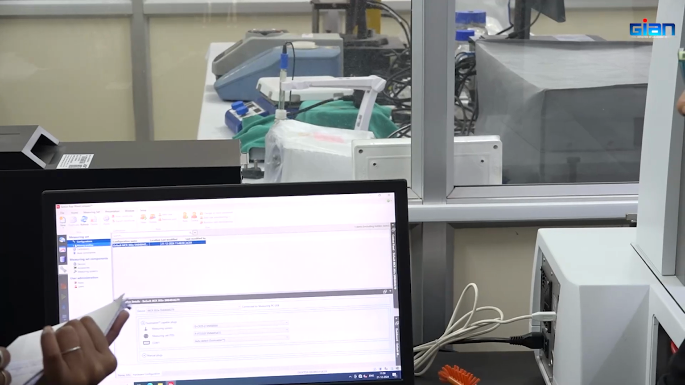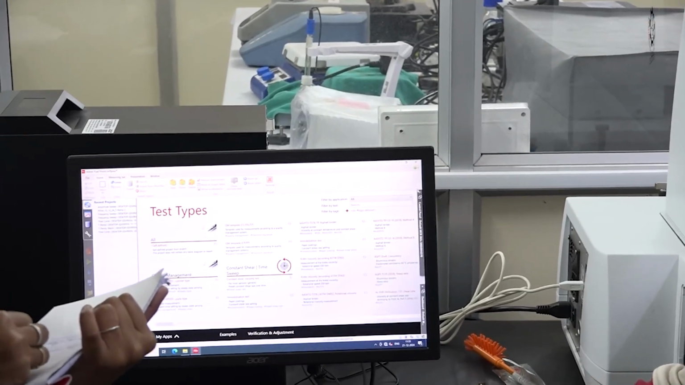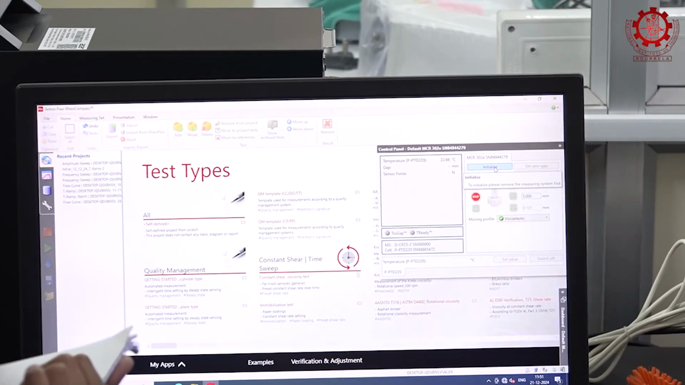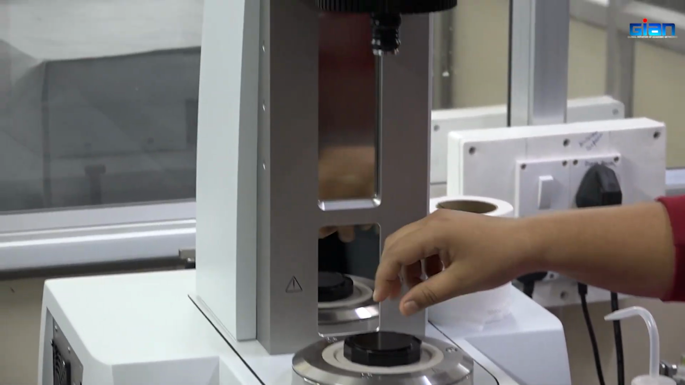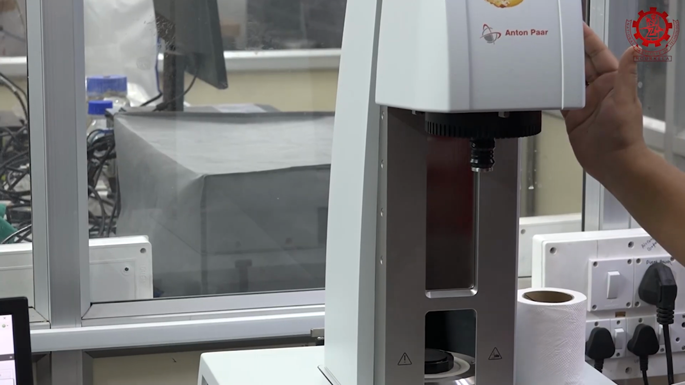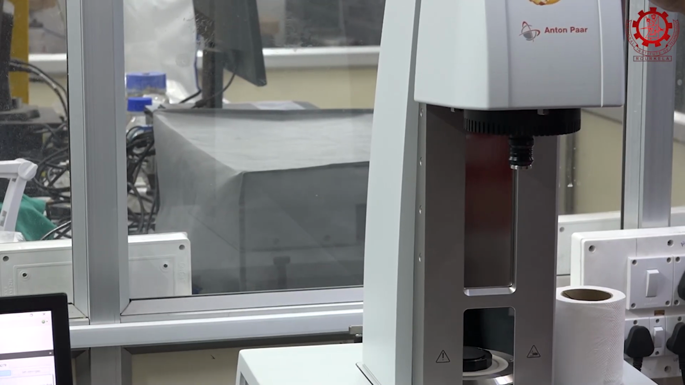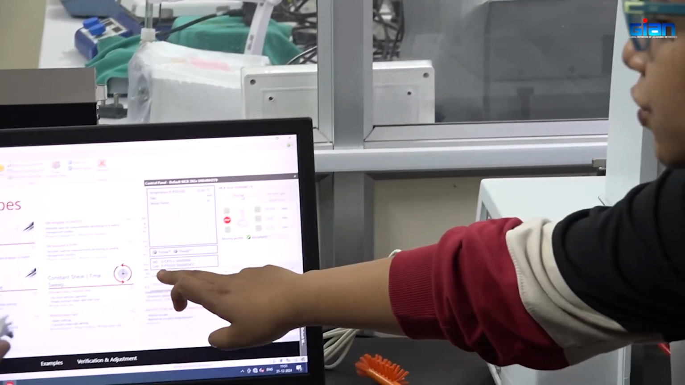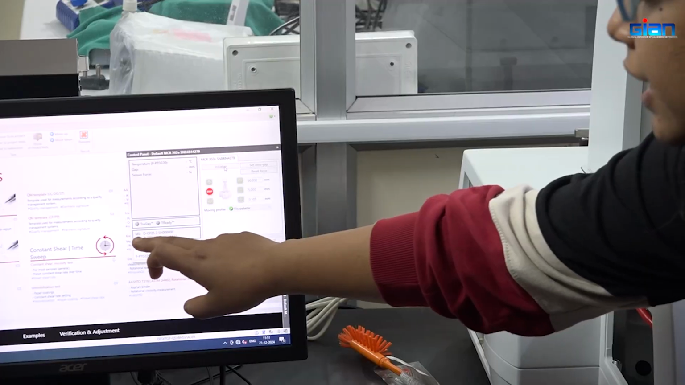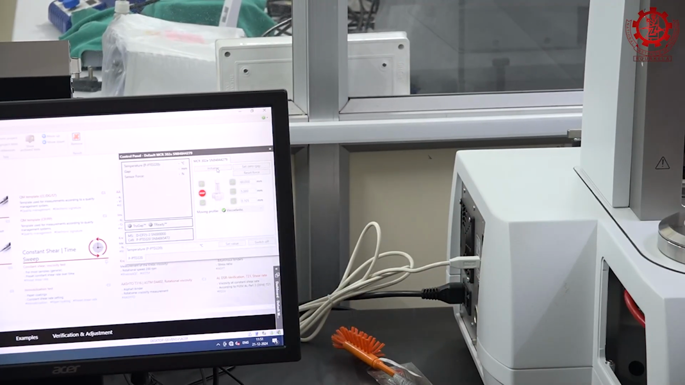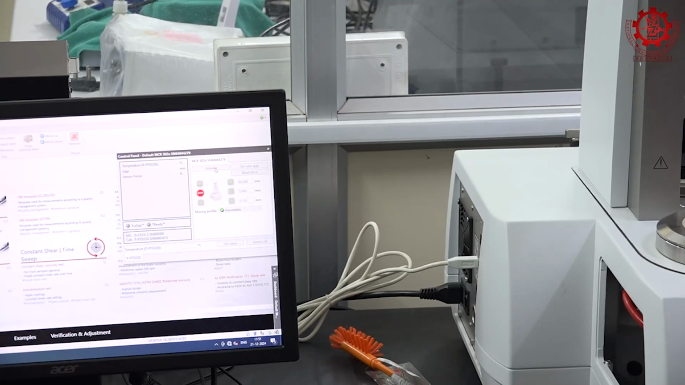So next, we need to initialize the machine. When we are conducting a test, this head will move up and down, because it needs to come down so that we can keep the sample, and it will press the sample and start the experiment. So first we need to initialize this, so the head will move to the topmost position of the machine. Here also we need to check that the cell is PTD, and the attachment which we'll be putting will be CP25. So now it has initialized. It went to the topmost position of the machine.